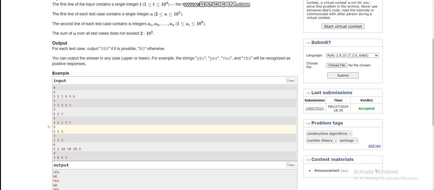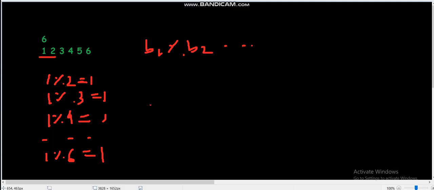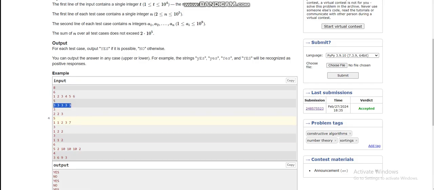Okay, now let's take another example. Let's take all threes, the second case, all threes. Now if they're all threes, 3 3 3 3 3, we can't rearrange them in any way such that b1 modulo b2 is non-zero, because let us take 3 modulo 3, this is becoming 0. So if we take 0 modulo 3, it will be 0 again. So there is no possible way to rearrange them, and so our answer will be no.